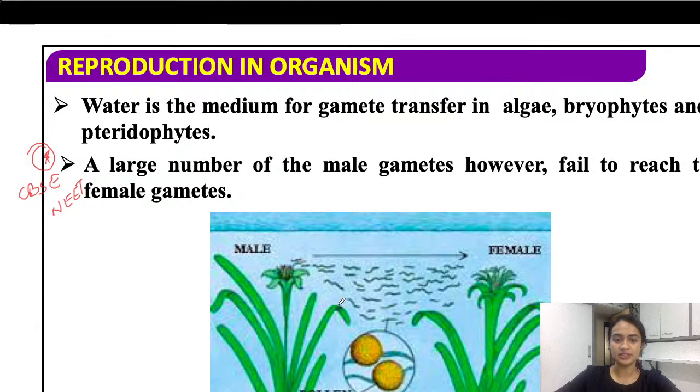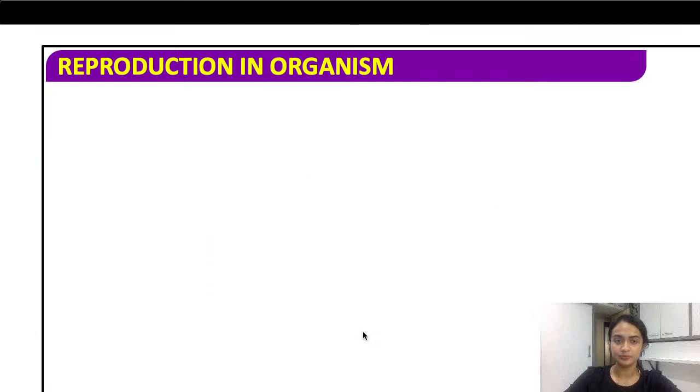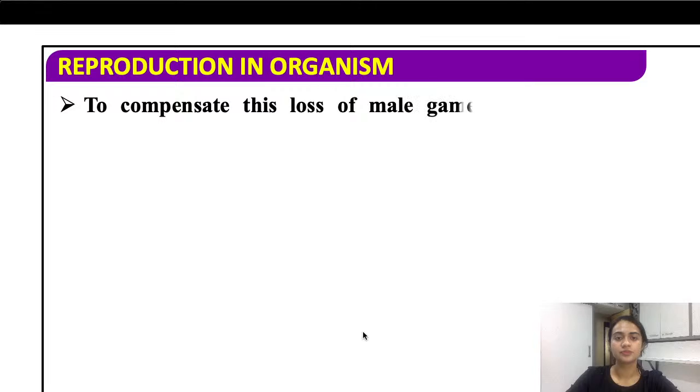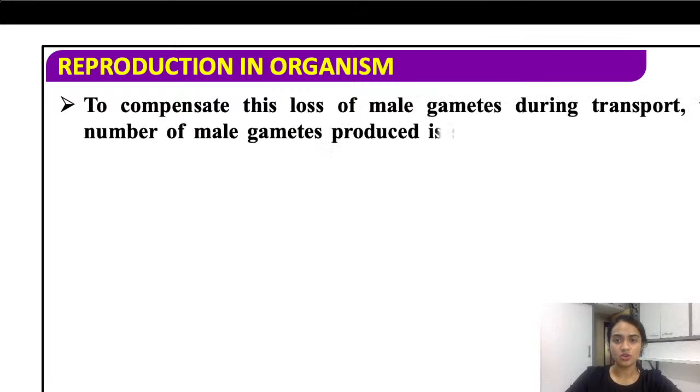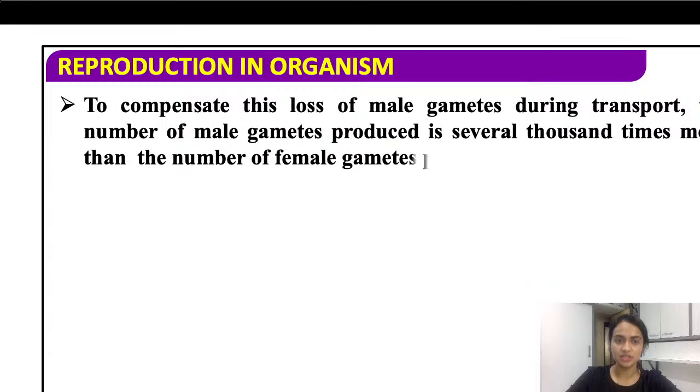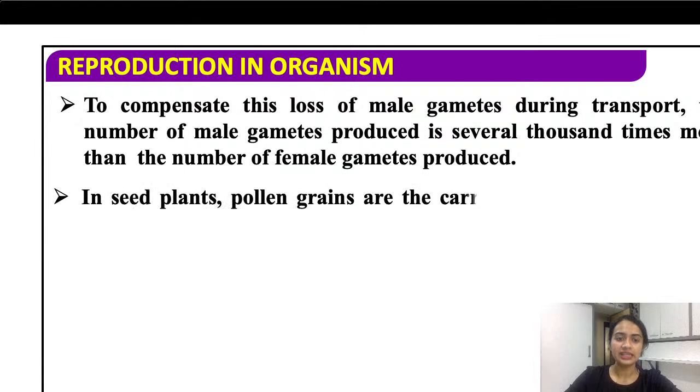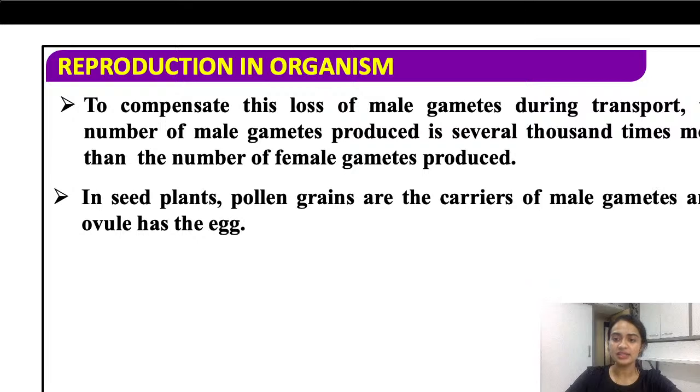So this is the representation of how the male moves to the female. To compensate for this loss of male gametes during transport, the number of male gametes is several thousand times more than the female gametes. In seed plants, pollen grains are the male gametes and the ovule has the egg. Many pollen grains are produced, but the ovule that has the egg is only one.